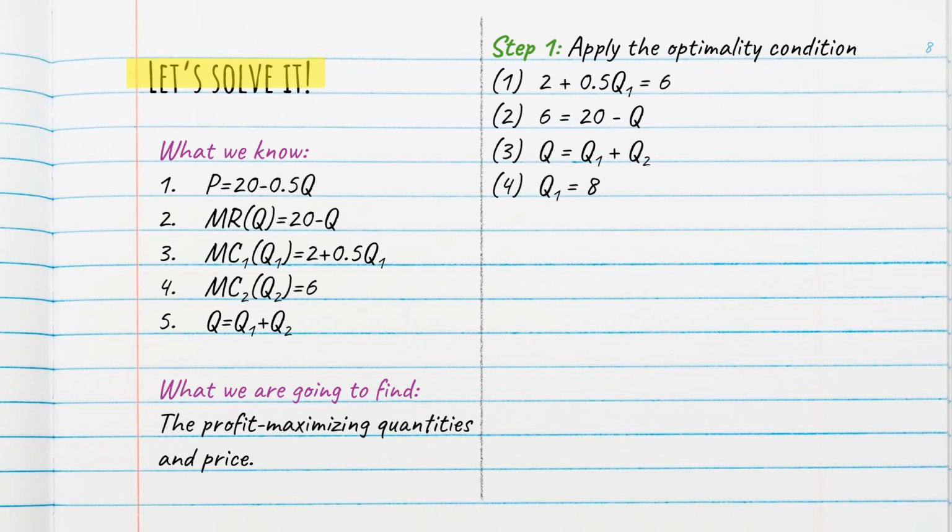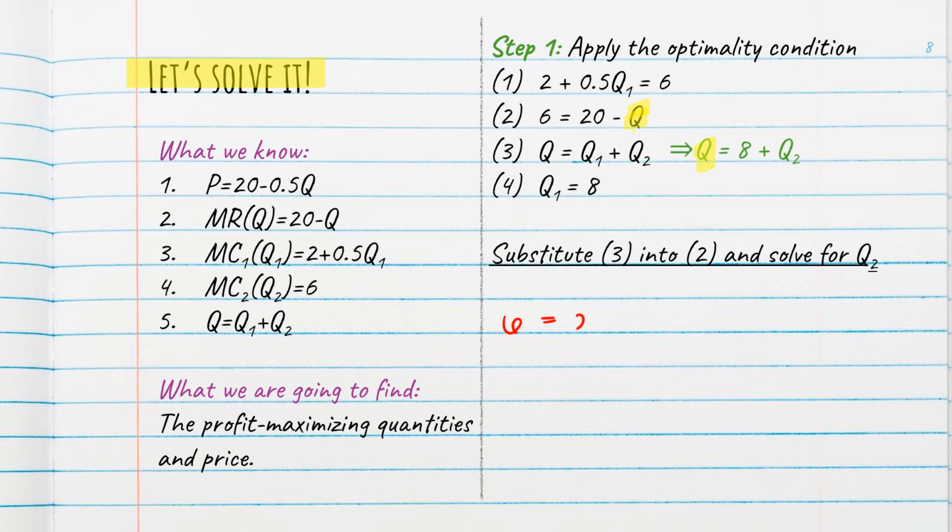So from here, I've added equation 4 that Q1 equals 8, and I'm also going to update equation 3. Equation 3 can be rewritten as the total output Q is equal to 8 plus Q2. From here, I'll substitute this updated version of 3 into equation 2. I notice that equation 2 has a Q in it, and I know how to write Q as a function of 8 and Q2. So I have 6 is equal to 20 minus Q, where Q is 8 plus Q2. Parentheses matter here, so please be very careful. We're going to distribute that negative, so 6 is equal to 20 minus 8 minus Q2.